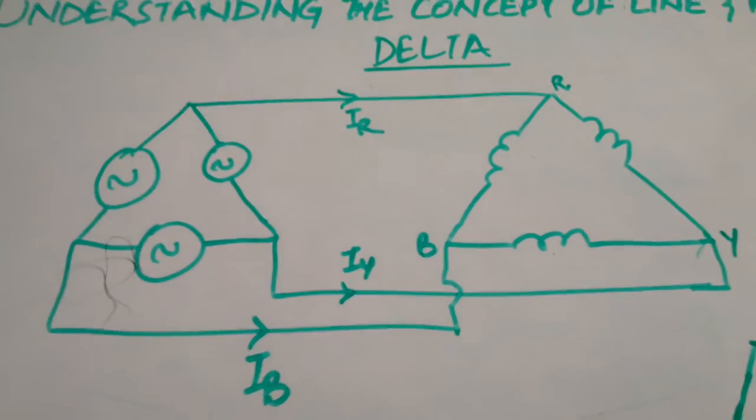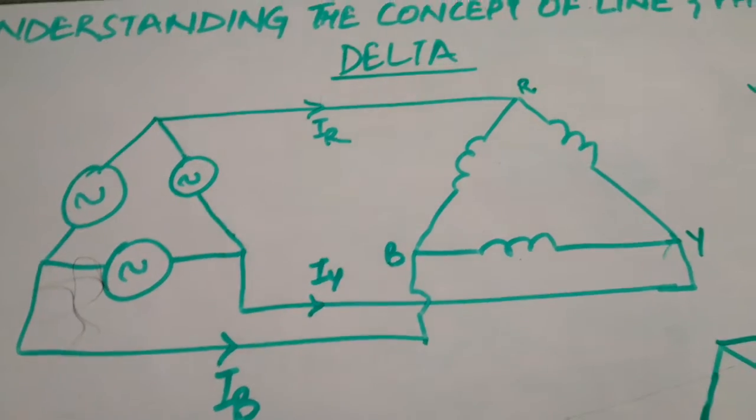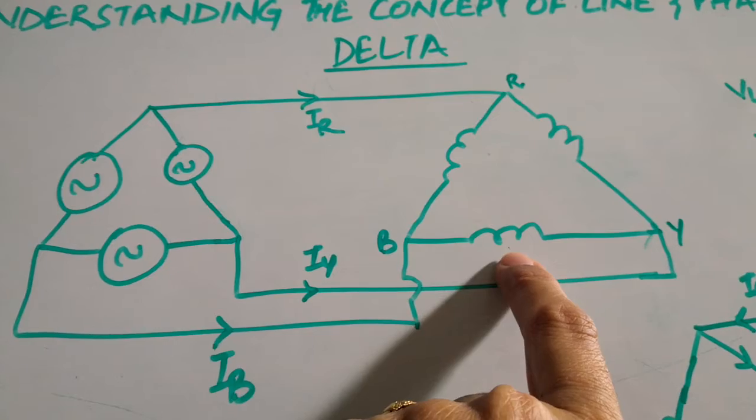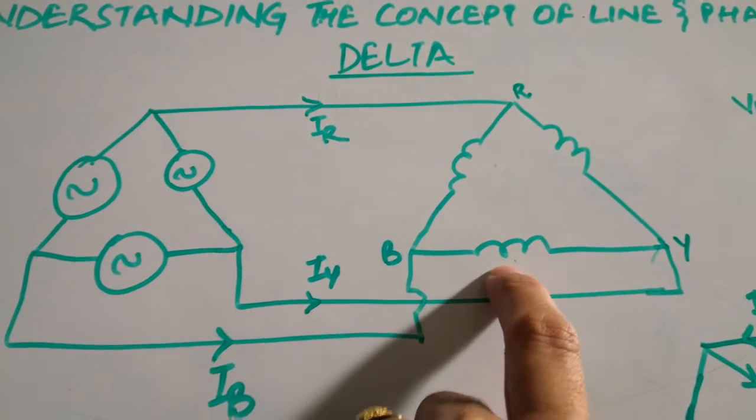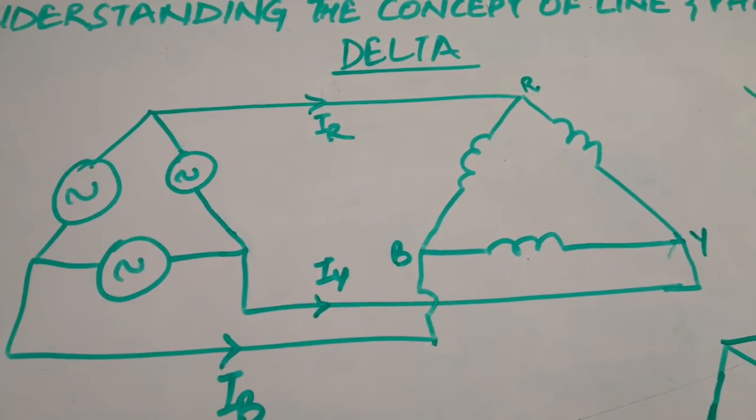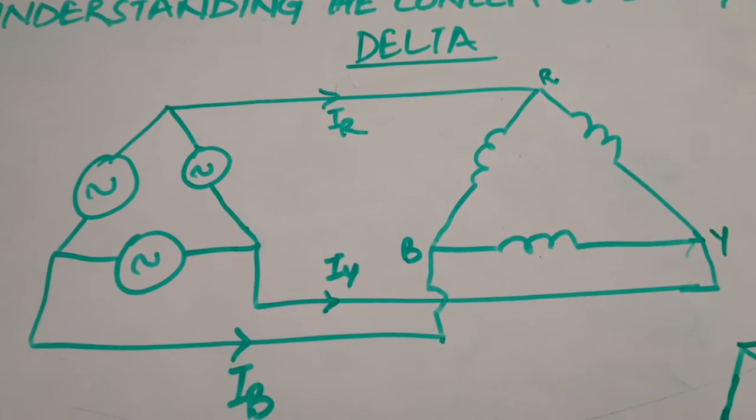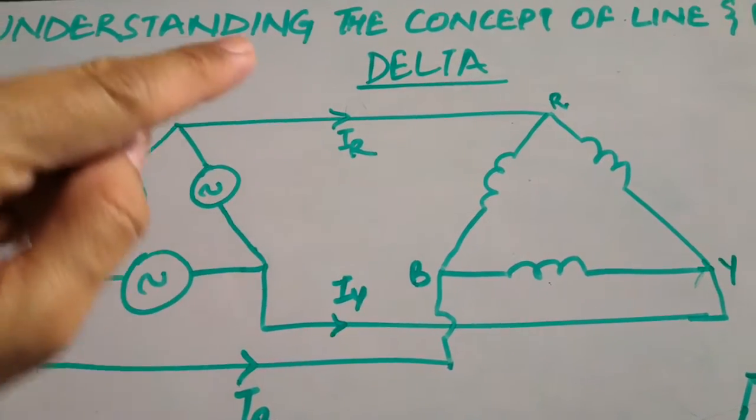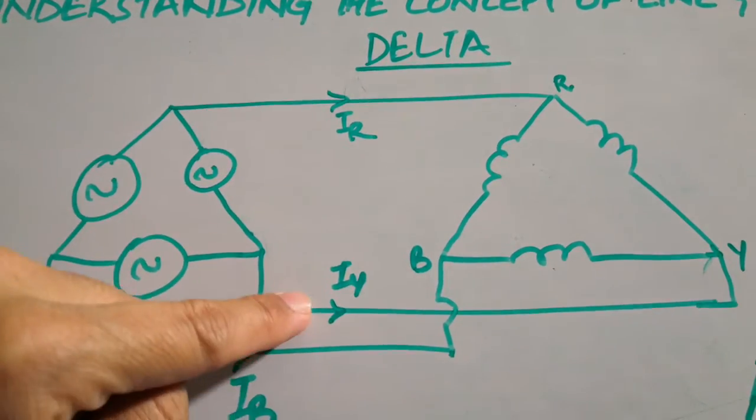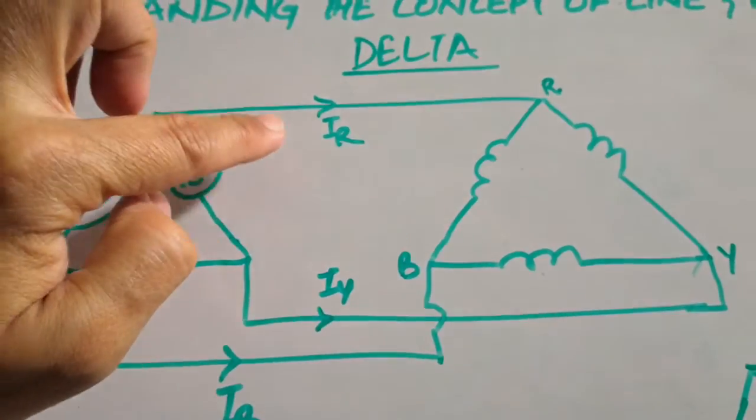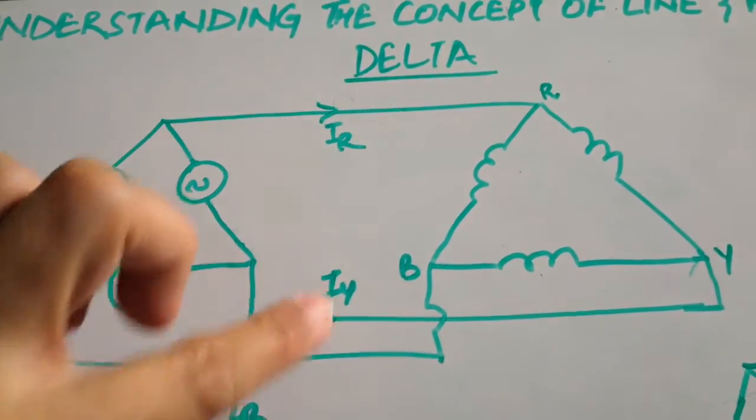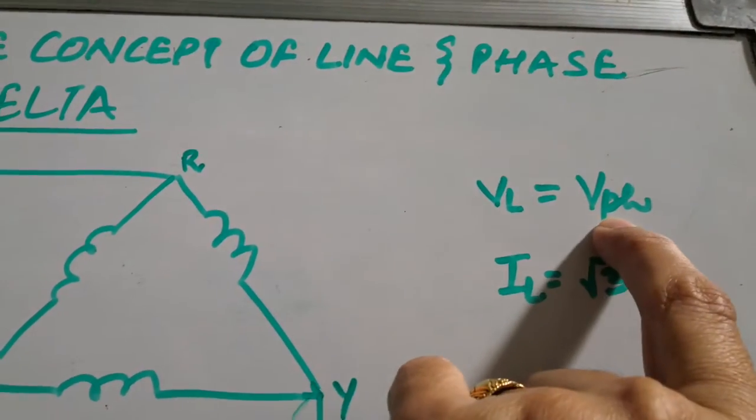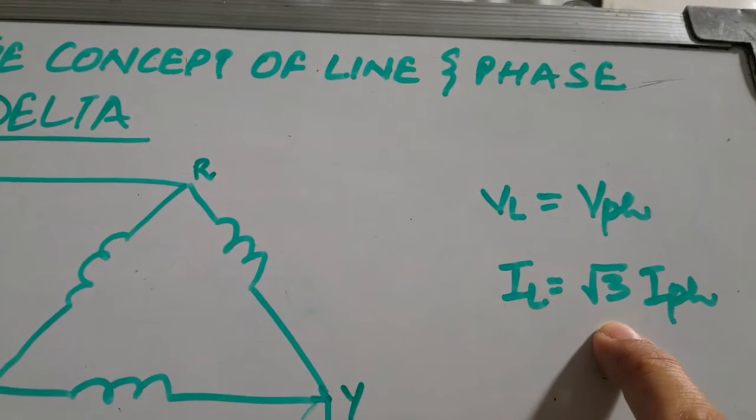Now we come on to our delta system. You can see here that our delta system has the delta source as well as the delta load. Here we have to first keep in mind the relation between the line and the phase voltage, and line and the phase current. The concept remains the same. Whatever is coming between the lines is our line voltage, and whatever is coming through the lines is our line current. So we all know that VL is equal to V phase in delta, and IL is equal to root 3 I phase.